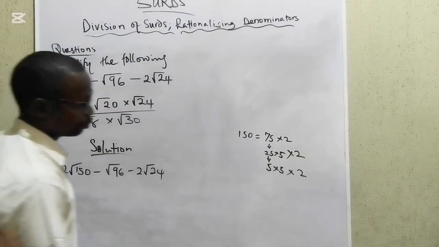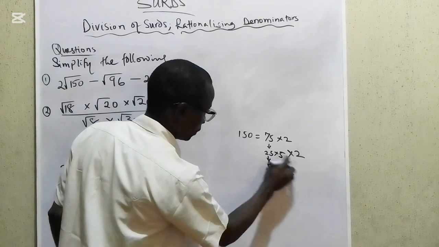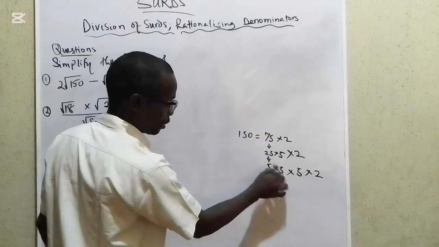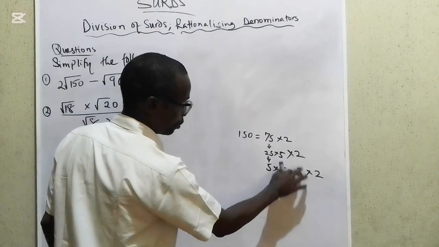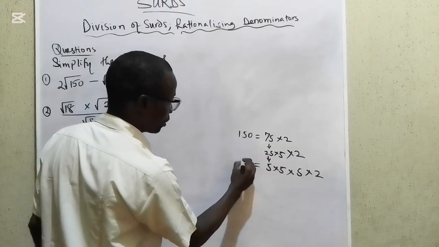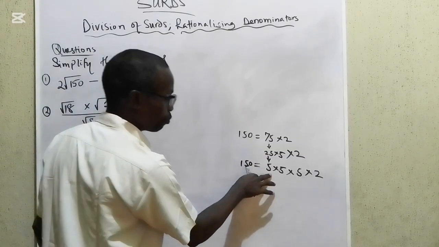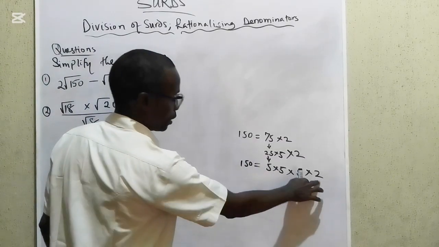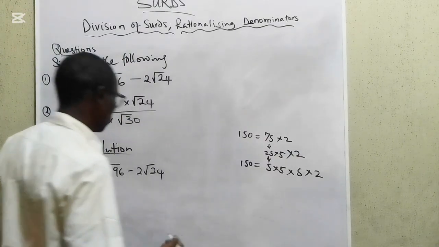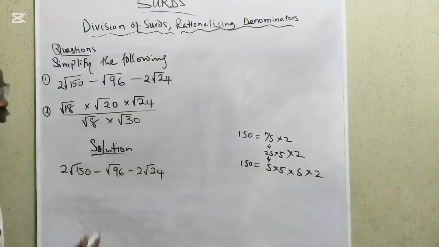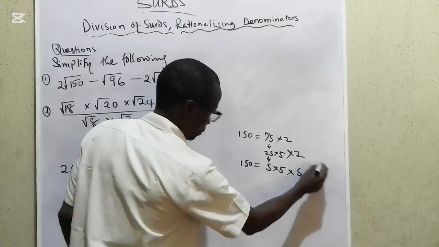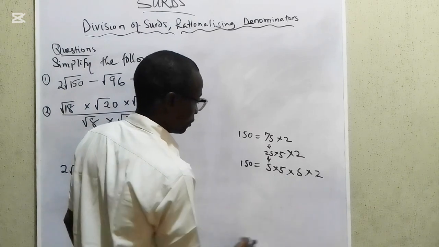Is that not true? Times this other 5, times 2. So 25 is the same as 5 times 5. And this 5 is here, and this 2 is this. So 25 is 5 times 5. That means 150 is the same thing as 5 times 5 times 5 times 2. So in this case now, what do we do? Let's go gradually. Or you can pick it as 25 times, this 5 times 2 is 10.